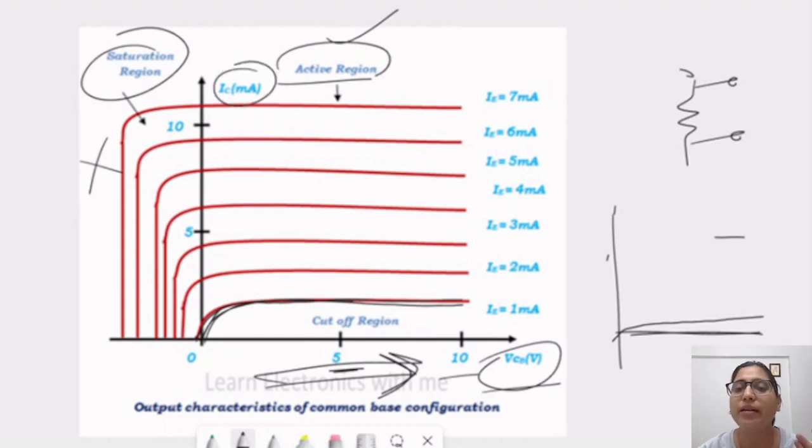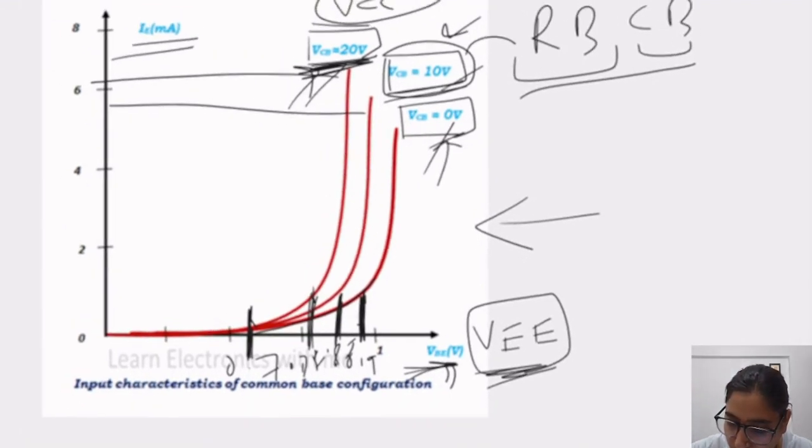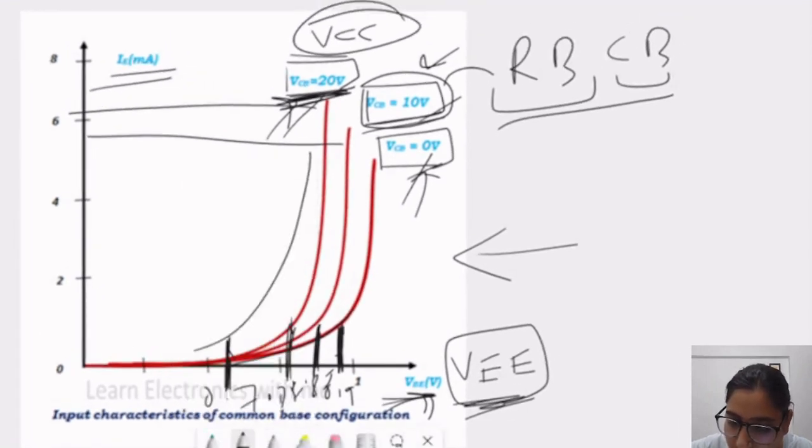So what is happening here? In common base configuration, we consider this input characteristic, and the input impedance, or input resistance, is less. Input resistance is less, so the emitter current is increasing exponentially. Input resistance is less in common base configuration.